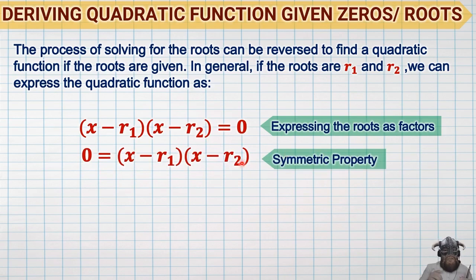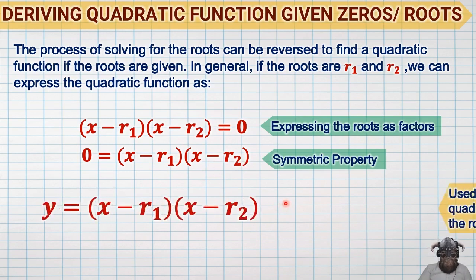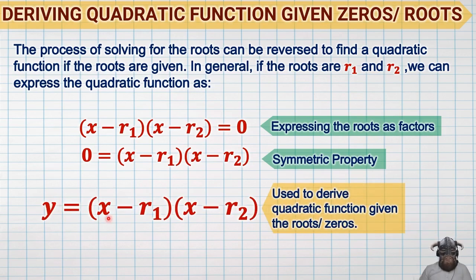Next, we can use symmetric property. So, ni-reverse ko lang yung kanina kasi ito yung nauna. So, pwede na natin siya ibalik dun sa unahan. And having the quadratic function, we can set that 0 to y. So, this is now our working formula to come up with the quadratic function given the roots. As we continue, let's have these following examples para mas maintindihan natin kung paano natin ito magagamit.